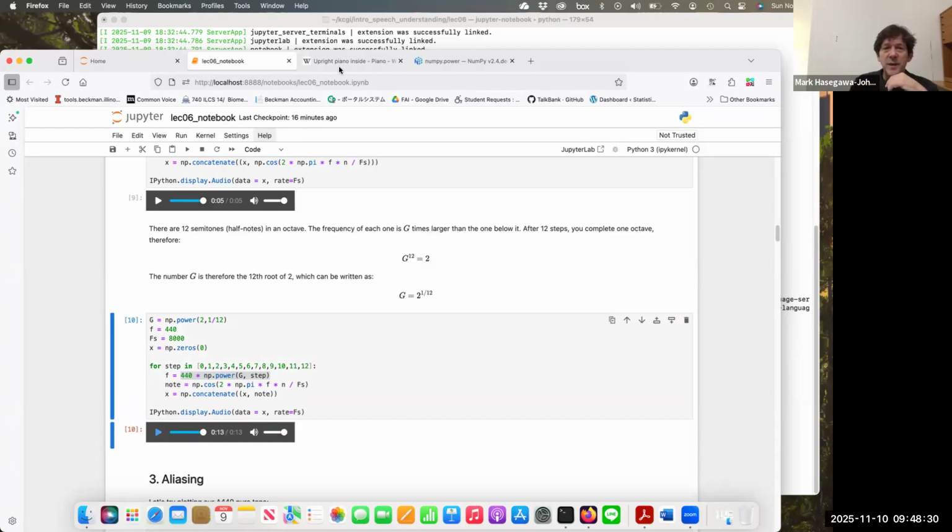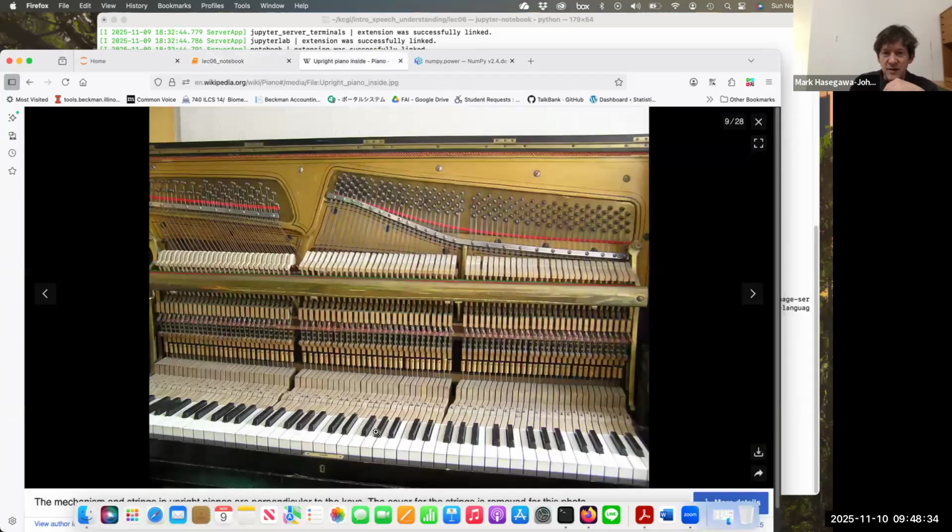What we've done on the piano is we've gone from this A note, and then A sharp, and then B, and then C sharp, then D sharp, then E, then F sharp, then G, and then G sharp, and then finally back to A again. So we've gone through one complete octave on the piano.